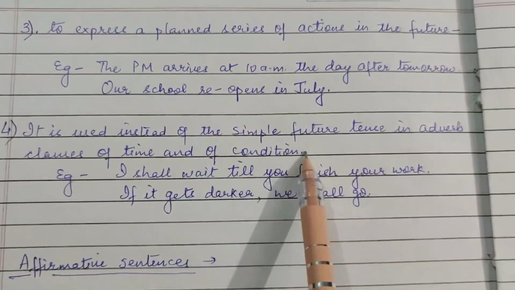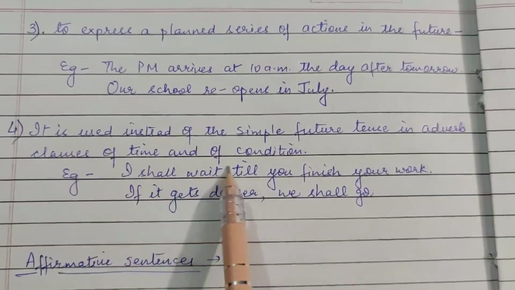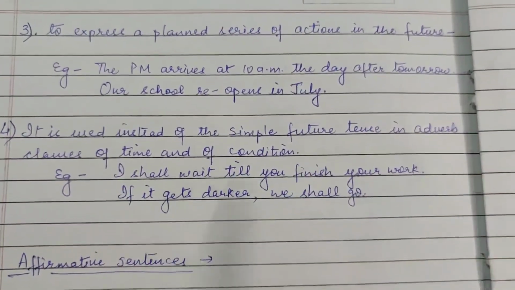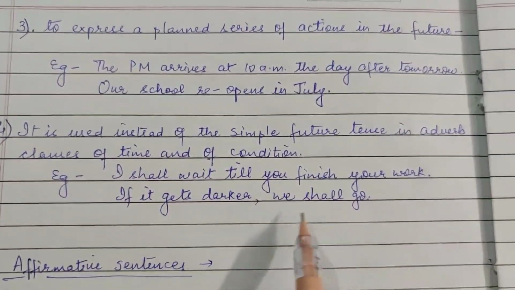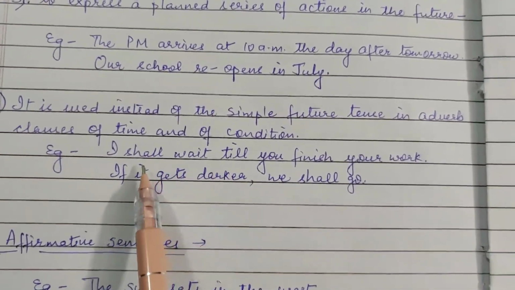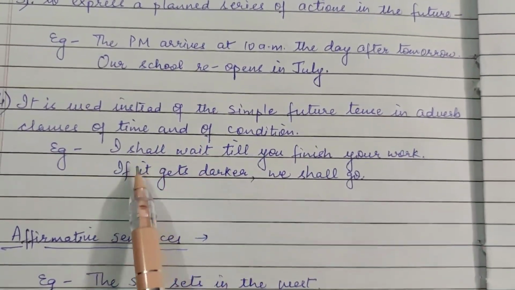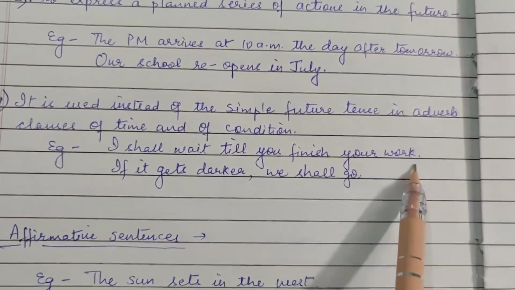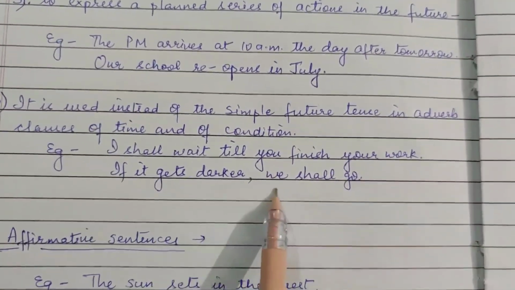It is used instead of simple future tense in adverb clauses of time and of condition. This is very, very important because you people make a lot of mistakes while making these kinds of sentences. So keep this in mind. For example, in this sentence, I shall wait till you finish your work. If it gets darker, we shall go.